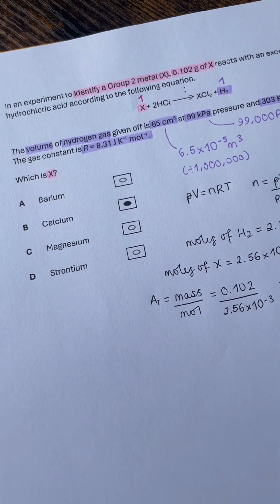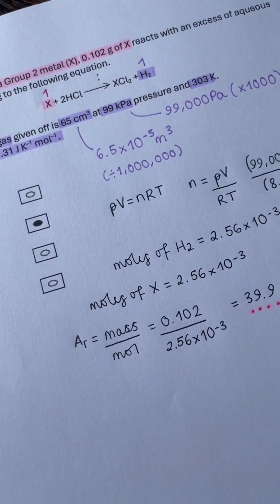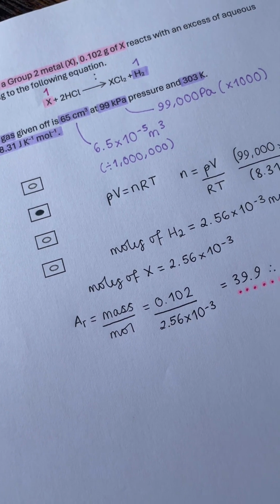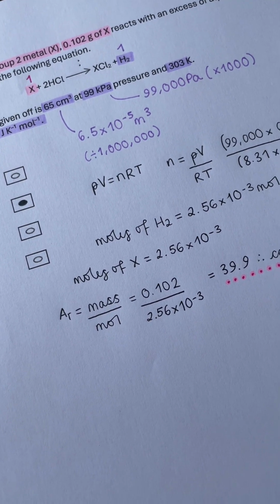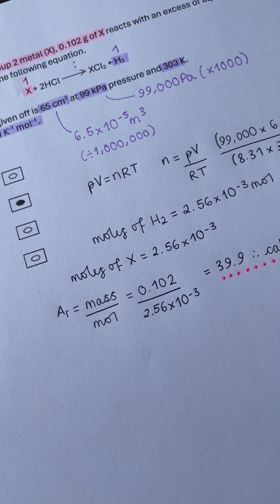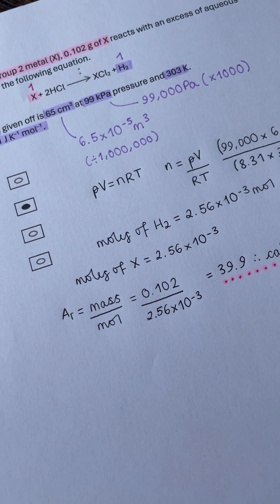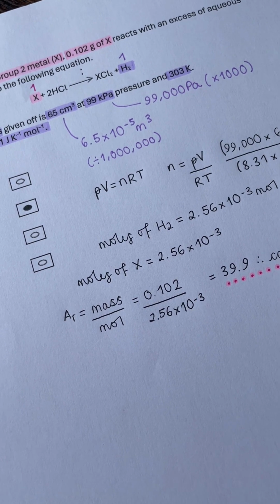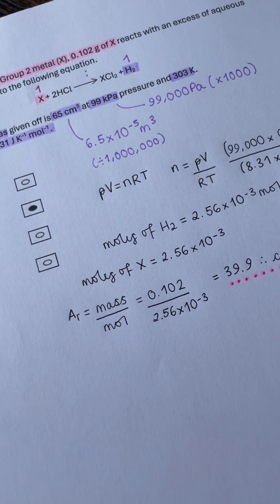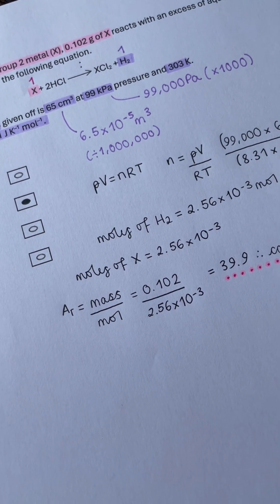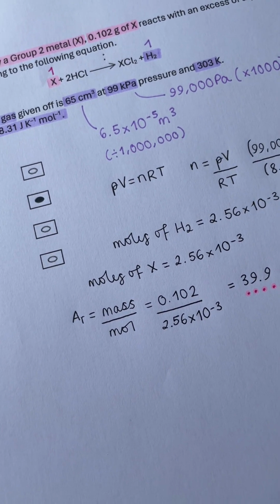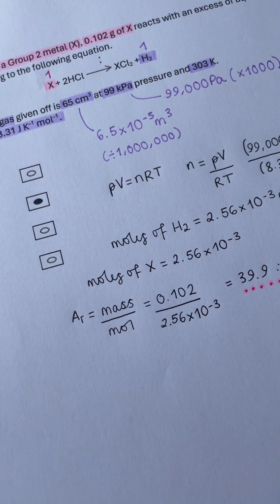We're given the volume of the hydrogen gas and we're given it in the wrong units. Ideal gas is the exception to the rule where volumes always need to be in decimeters cubed, except here where they need to be in meters cubed. So we go from centimetres cubed to decimeters cubed by dividing by 1,000. We then go from decimeters cubed to meters cubed by dividing by another 1,000. So we can go straight from centimetres cubed to meters cubed by dividing by 1,000,000, which gives me 6.5 times 10 to the minus 5 meters cubed.